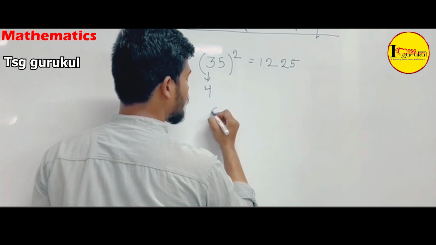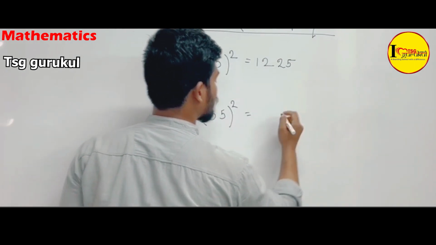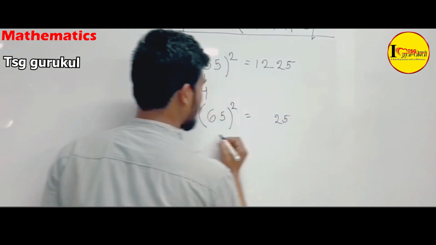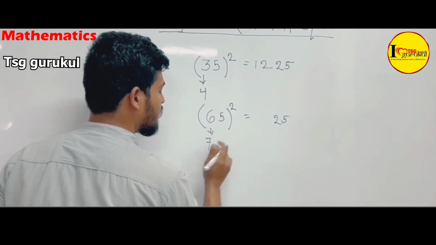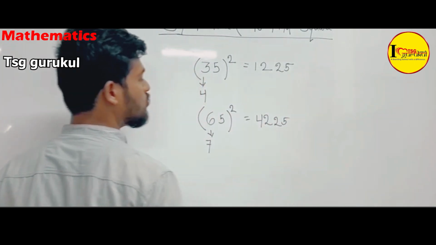Let's see another example, 65 square. The unit place is 5, so the square of 5 is 25. The next number after 6 is 7. 7 times 6 is 42. So the square of 65 is 4225.